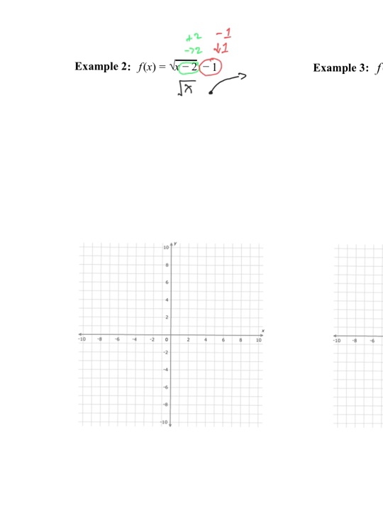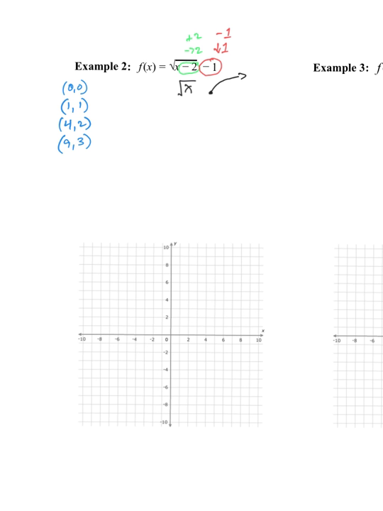Next, I need to write down those key points and then adjust them. Okay, so let's write down our key points. Remember, it starts off with 0, 0, but this time we're not going to go into the negative inputs. We're just going to go positive. And we want positive perfect square roots. So the square root of 1 is 1. The next perfect one is the square root of 4, which is 2. And the next one that we can fit on our graph here is the square root of 9, which is going to be 3. So that's what we can fit for the parent function.